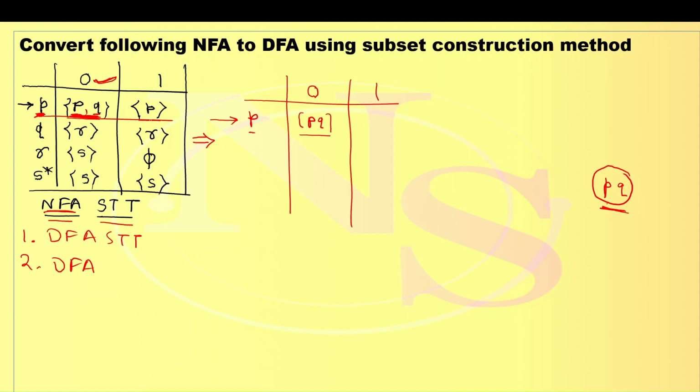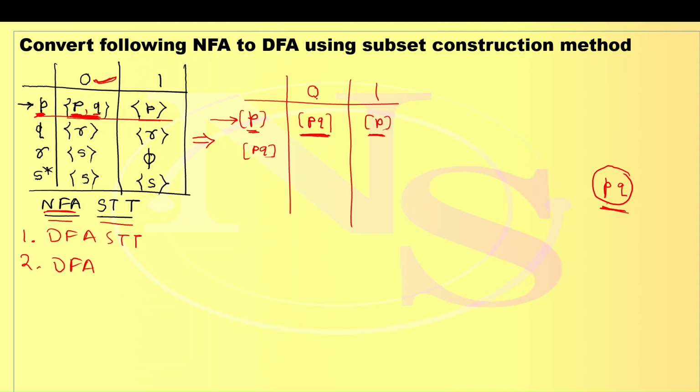Similarly on reading 1 it goes to P. As per the subset notation, square bracket P. This square bracket notation is optional here. Then on reading 0 P goes to PQ, and on reading 1 it goes to P. So new subsets, or new states, are created: PQ, because P is already covered here. So take the new subset, or new state, PQ. I'm writing here PQ.